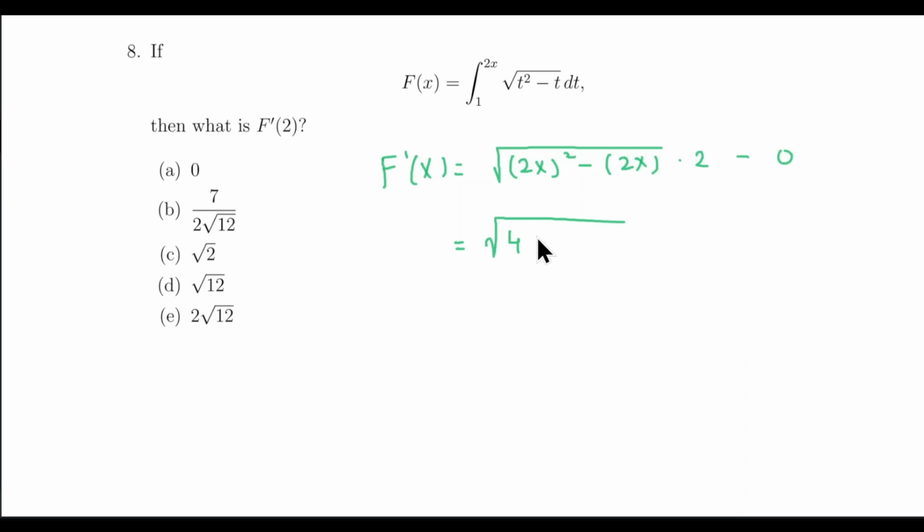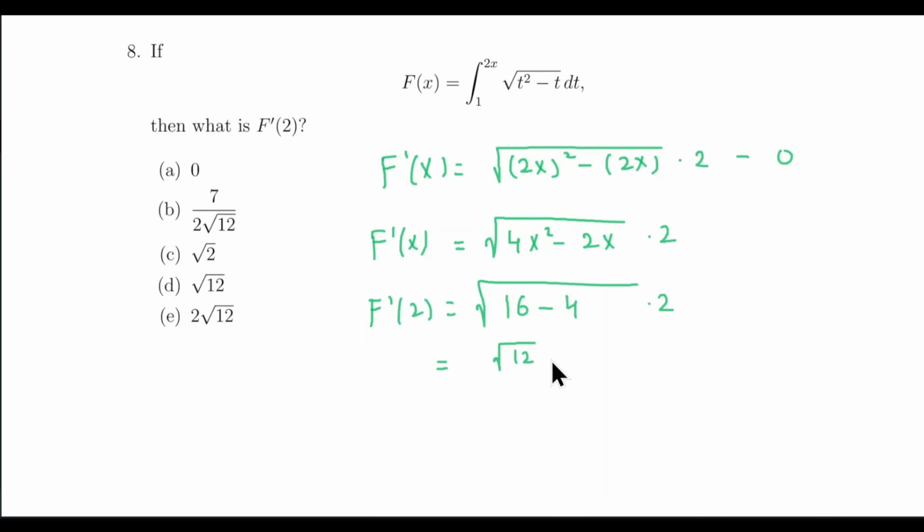This will be square root of 4x square minus 2x times 2. They need the f prime at 2. So I will just replace x by 2. So this will be square root of 2 squared is 4, 4 times 4 is 16, and 2 times 2 is 4 times 2. This will become square root of 12 times 2, or 2 times square root of 12, and I don't even need to simplify this further because I can see one option that is exactly the same as what I got. So this should be our answer, option E.